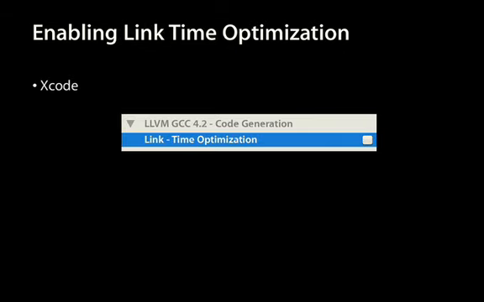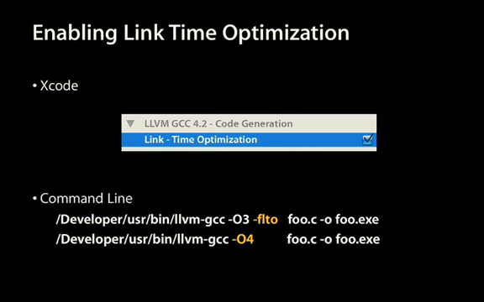And link time optimization is very powerful. It's also extremely easy to use. All you have to do is go into Xcode, change the compile configuration, and select link time optimization. If your project is makefile-based, it's also really easy. Just add the -f LTO compile time option. Alternatively, you can use -O4, which is equivalent to -O3 and -f LTO.